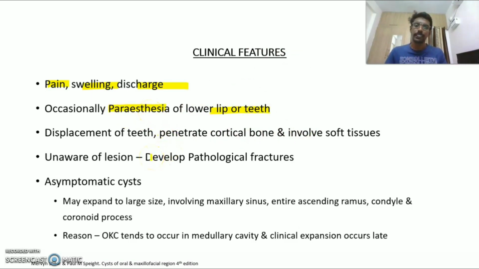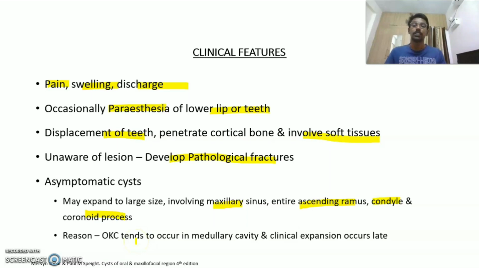So obviously as the cyst expands, what will happen next? Usually it will displace the adjacent structures. What are the adjacent structures? Teeth. It might penetrate the cortical bone also in further stages, and it will reach the soft tissue. In some unidentified, asymptomatic cases, large lesions will lead to pathological fractures of the bone. Why is it asymptomatic? Maybe it expands to a large size involving the maxillary sinus, and it will be asymptomatic because no swelling will be seen. Or maybe it's growing in the ascending ramus or condyle or coronoid process, and there is no swelling seen. Why?